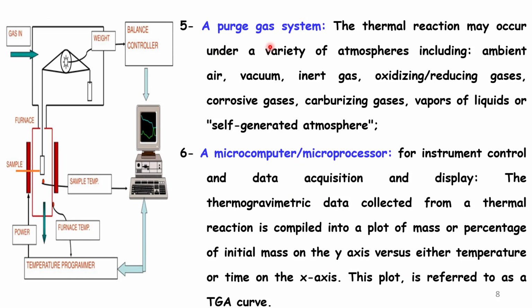The next part is the purge gas system. The thermal reactions may occur under a variety of atmospheres, including ambient air, vacuum, inert gas, oxidizing or reducing gases, corrosive gases, carburizing gases, and the vapors of liquids or a self-generated atmosphere. So in the furnace we can insert the gas through this gas inlet and we can do the thermal analysis under different environments also.